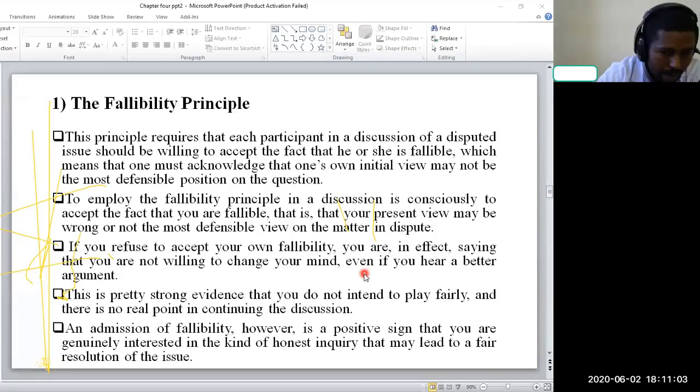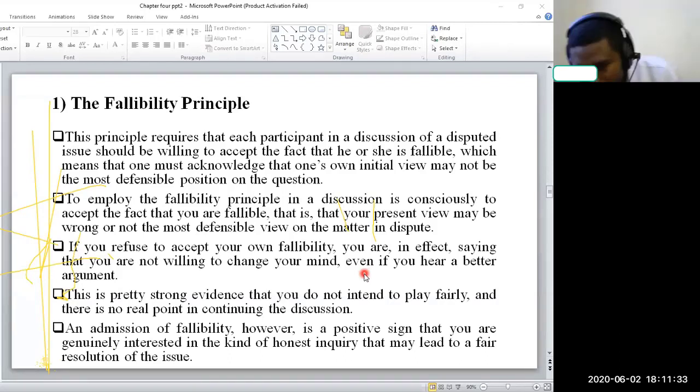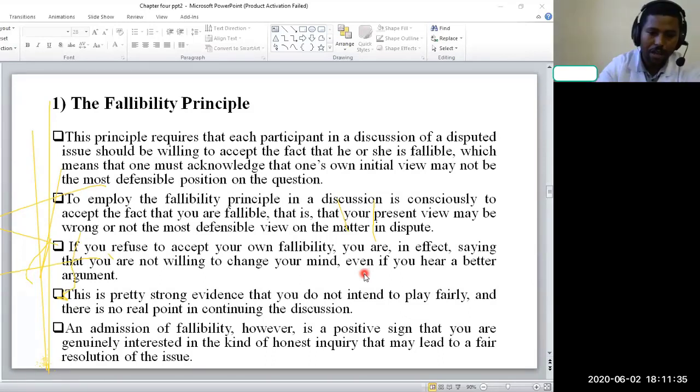The others should not waste their time. What's the reason to continue the discussion if you do not entertain fairly the arguments of others? So you should have this kind of mindset: I am fallible. An admission of fallibility, if you accept your fallibility, is a positive sign that you are genuinely interested in the kind of honesty required that may lead to a fair resolution of the issue. This is the first principle, the fallibility principle.